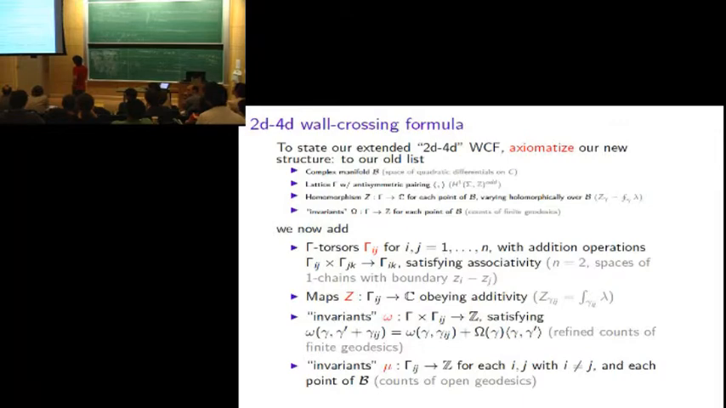In the example I've been discussing, n was just 2, and gamma ij was this space of 1-chains with boundary. Now the map z should be extended. Before I had z of gamma, now I'll also have z of gamma ij, and that has to obey an additivity. Since gamma ij is a torsor, there's an obvious additivity you could have. Here z gamma ij will just be the integrals over these open paths of my canonical differential.